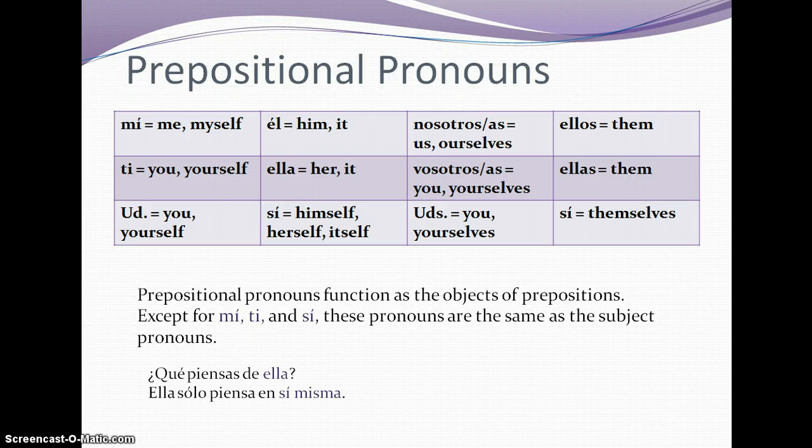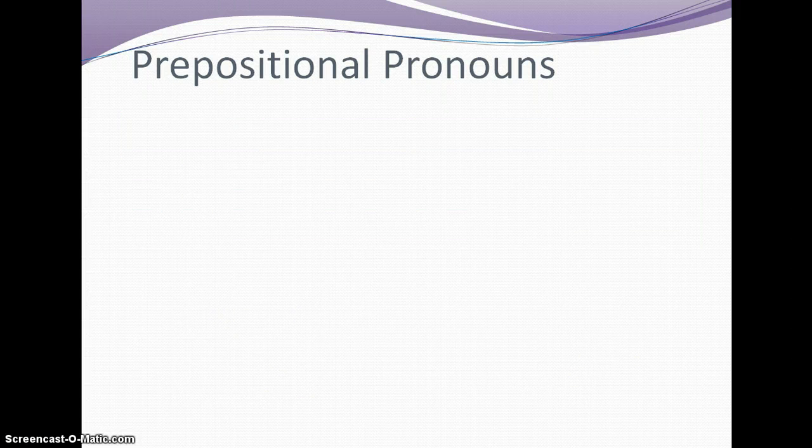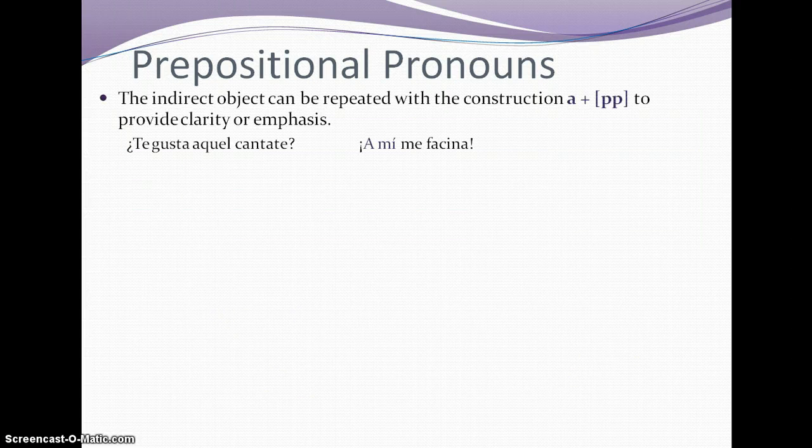So here are some examples. ¿Qué piensas de ella? Ella sola piensa en sí misma. Or another example, ¿lo compraron para mí o para ti? Lo compramos para él. Please notice that the indirect object can be repeated with the construction a and the prepositional pronoun to provide clarity or emphasis.